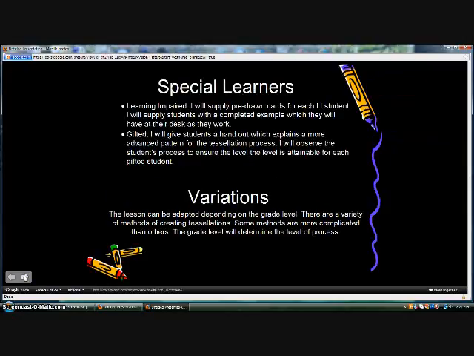For the learning impaired students, I will be supplying pre-drawn cards. Each student will have a completed sample card at their desk as they work for them to reference from. For the gifted students, I will offer a more difficult patterning project. I will observe and assist to ensure that the level is suitable and obtainable for each student. The lesson can be adapted for various grade levels. There are many different methods to create tessellation patterns. The grade level will determine the level of advancement.